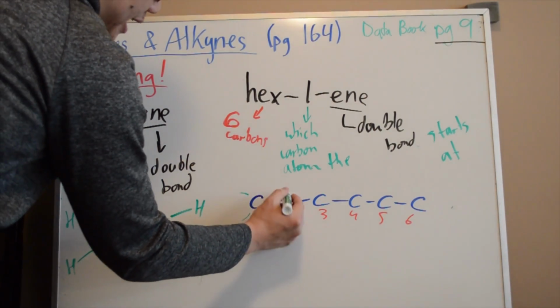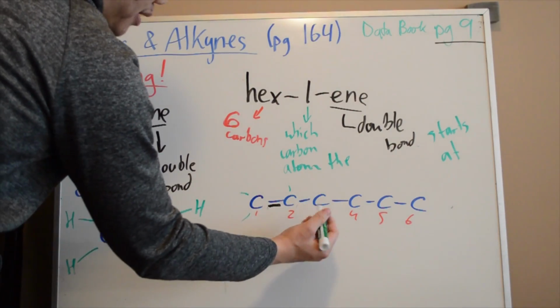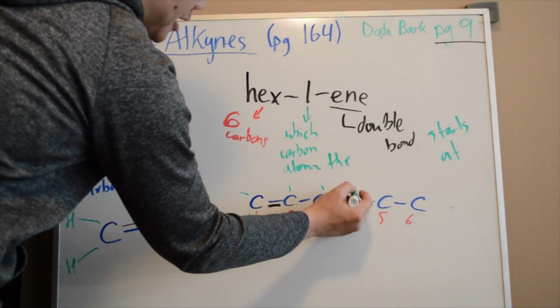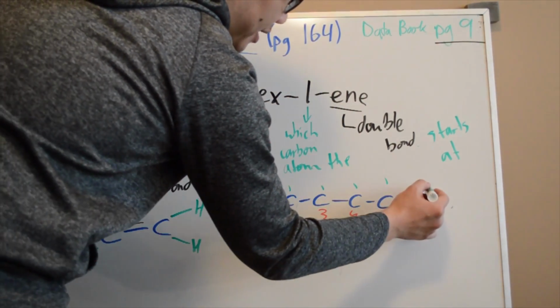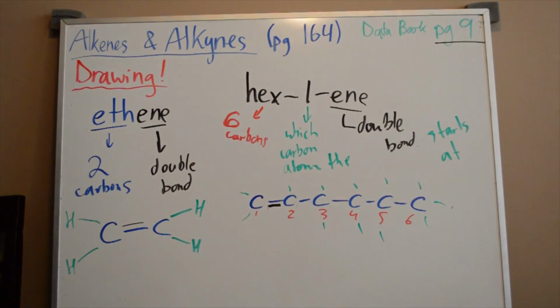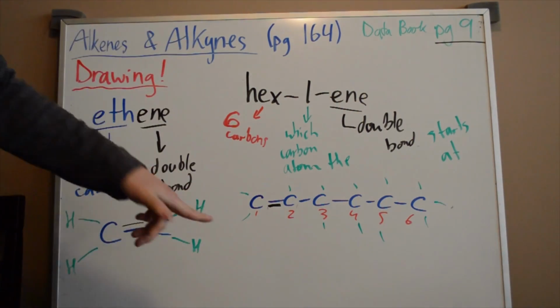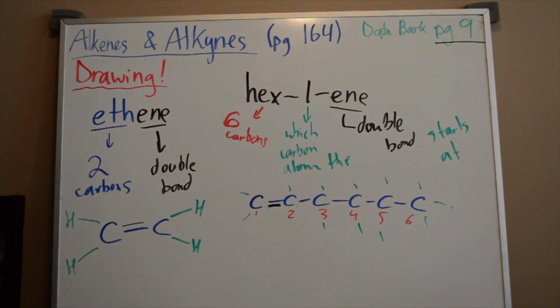This one has 3 bonds. We have 1 more hydrogen. This one has 2 bonds. We need 2 more hydrogens. And I'm just going to draw lines to represent the hydrogens because we don't really have too much time. So I'm not going to bother drawing the hydrogens. But if I just have these blank lines here, imagine that the hydrogens are sort of there, okay? So that's going to be hex 1-ene.